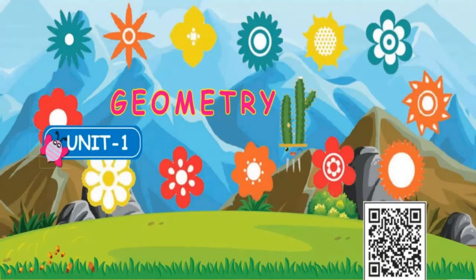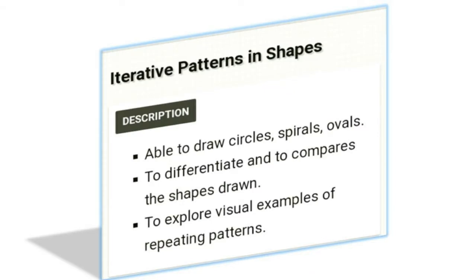Unit 1 Geometry. Geometry is a branch of mathematics that studies the sizes, shapes, positions, angles, and dimensions of things. Iterative patterns in shapes. Description: able to draw circles, spirals, ovals, to differentiate and to compare the shapes drawn, to explore visual examples of repeating patterns.